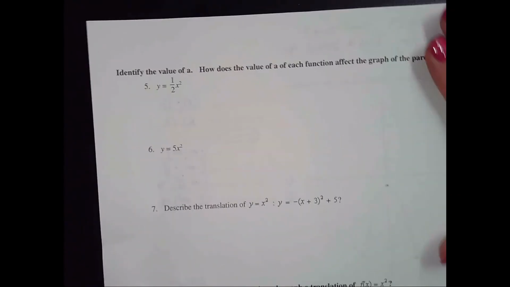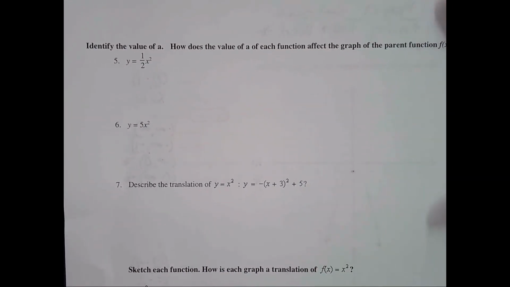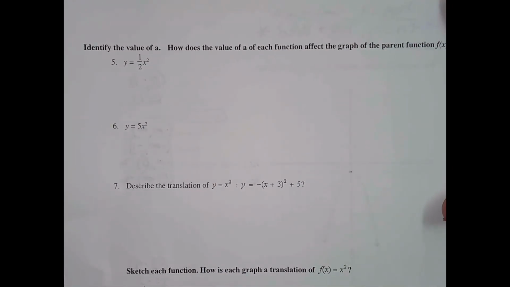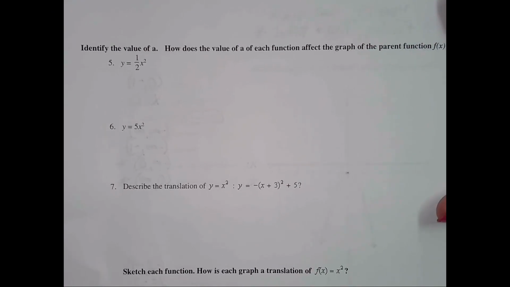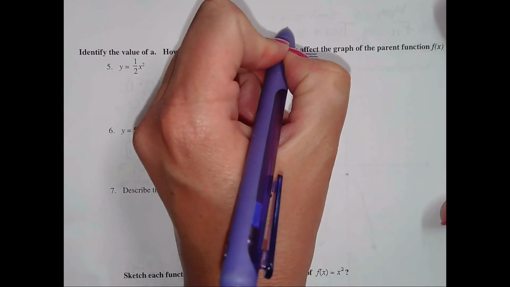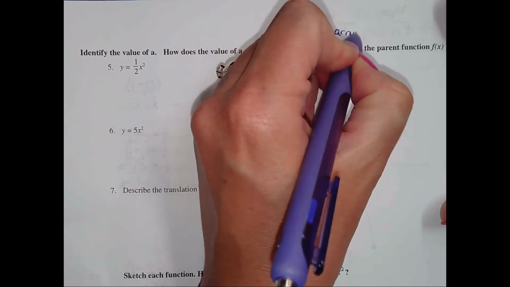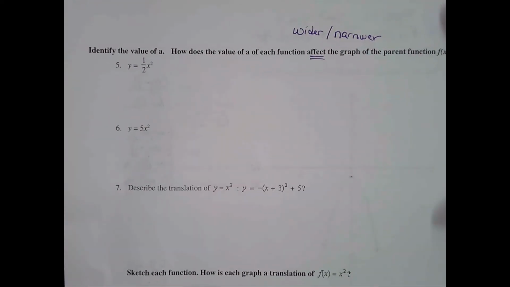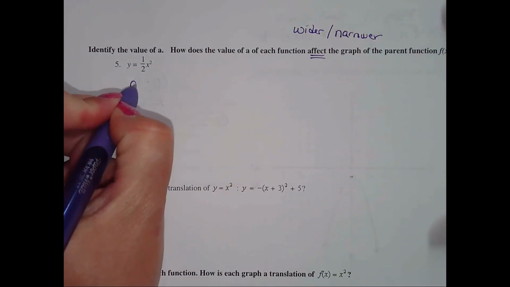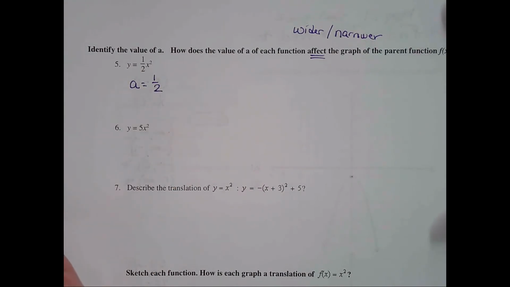For number 5 and 6, it says identify the value of A and how does the value of A affect the parent function? When it asks how it affects the parent function, that means does it make it wider or narrower? And we did this on Friday. So for number 5, the A value is 1/2. Is that going to make something wider or narrower?